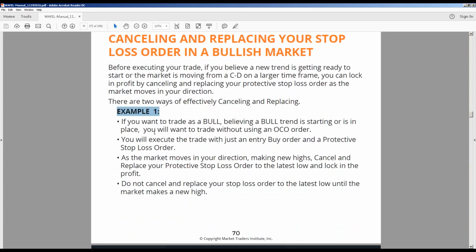Example number one. If you want to trade as a bull, believing a bull trend is starting or is in place, you will want to trade without using a one cancels the other order. This means you're going to execute your trade with just a buy order and a stop. You won't have a limit. And as the market moves in your direction making new highs, cancel and replace your protective stop loss order to the latest low and lock in the profit. Do not cancel and replace your stop loss order to the latest low until the market makes a new high.